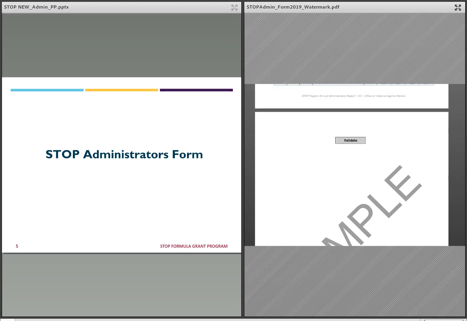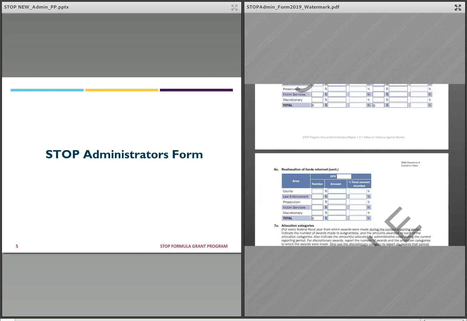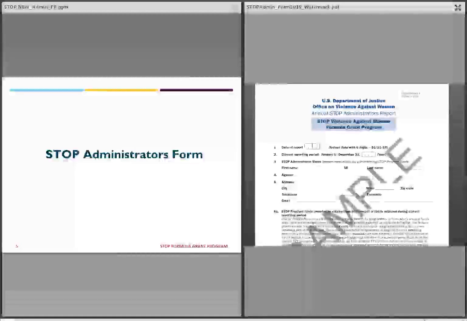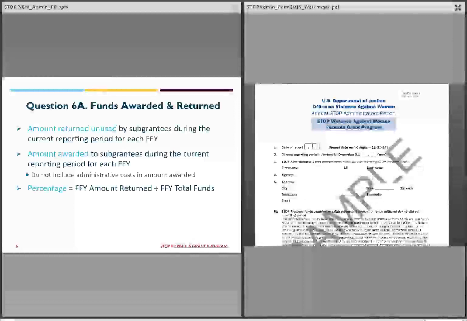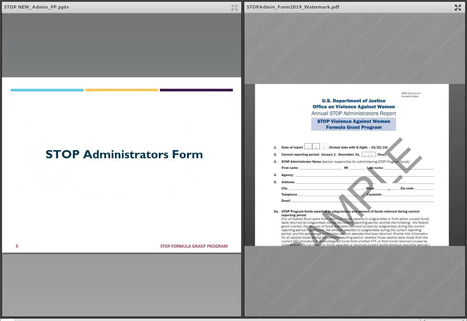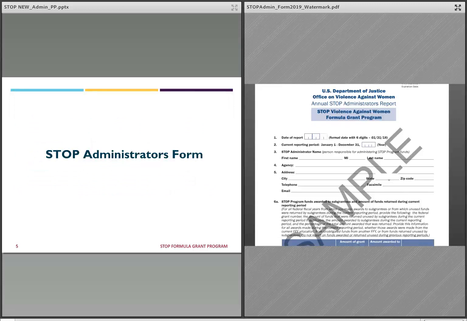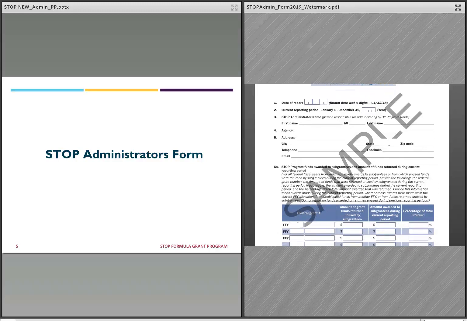Now we will go over the STOP administrator's form. The beginning of the form asks for general information, including the current date, which should be the date that you submit the form into the grant management system, the current reporting period, which should be the calendar year for which you are reporting data, as well as contact information for you, the STOP state administrator.